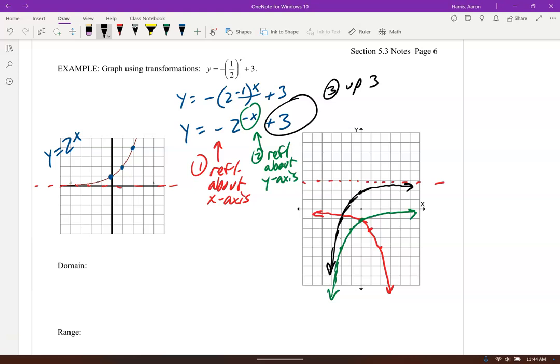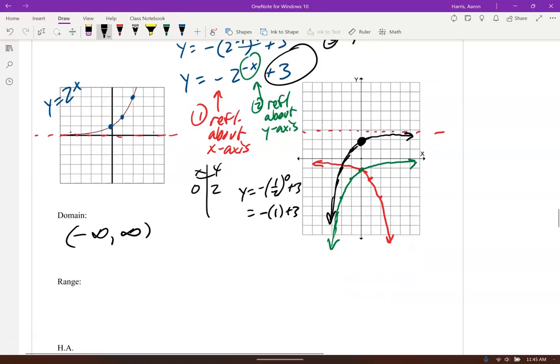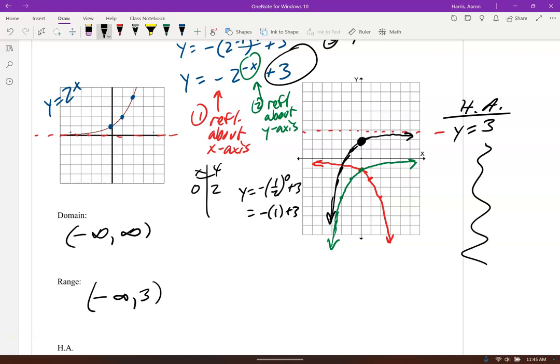And if you want to plot some points, you could. For example, if you threw a 0 into the original, I'd have negative 1/2 to the 0 plus 3. Anything to the 0 is 1, so I have negative 1 plus 3, or 2. So there's that point 0, 2 right there. You can plug some more in. Your domain is still negative infinity, positive infinity. Your range is still coming from negative infinity up to that horizontal asymptote. The horizontal asymptote became y equals 3, so negative infinity up to 3. The range is coming up to that 3.